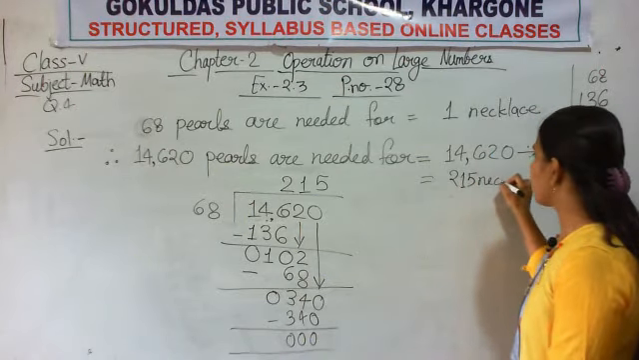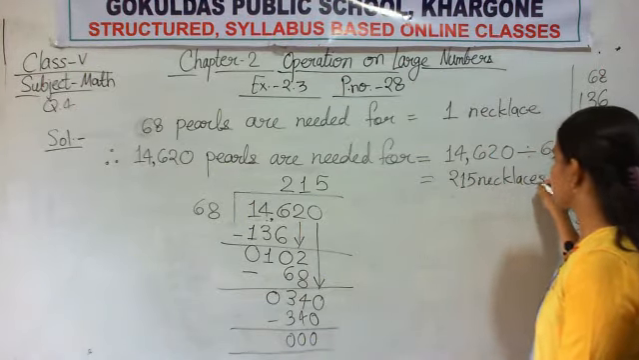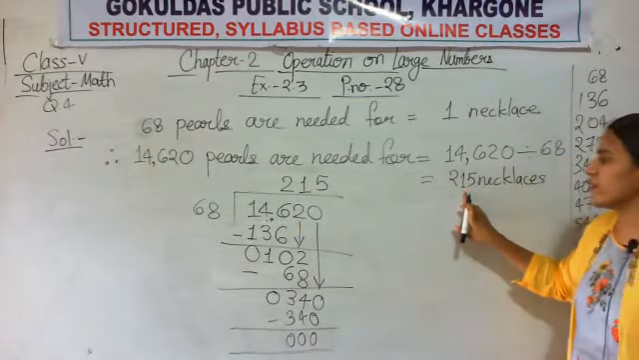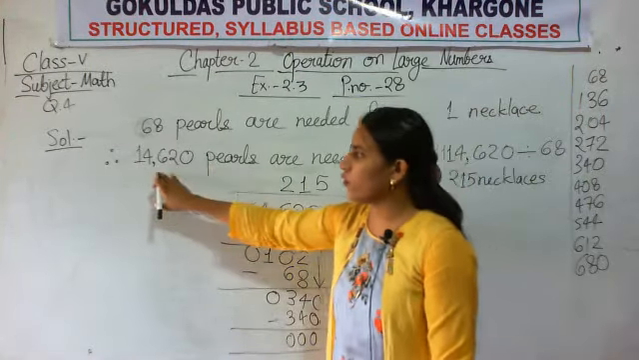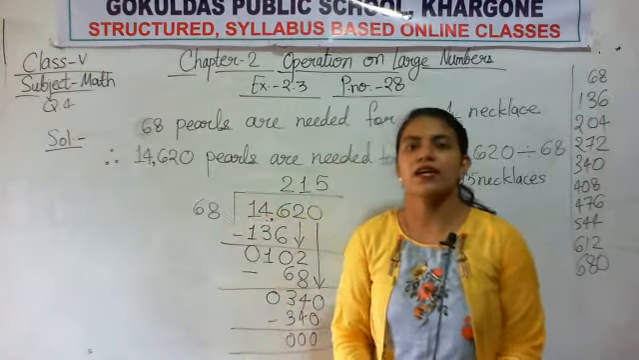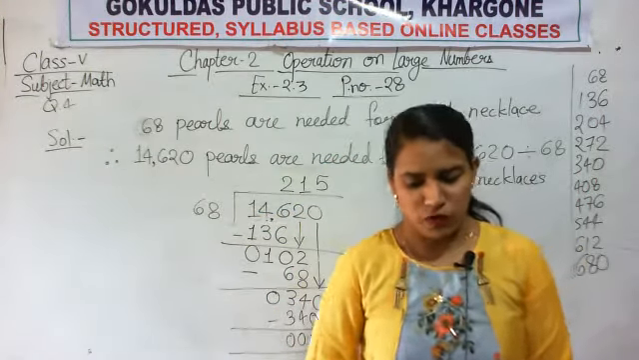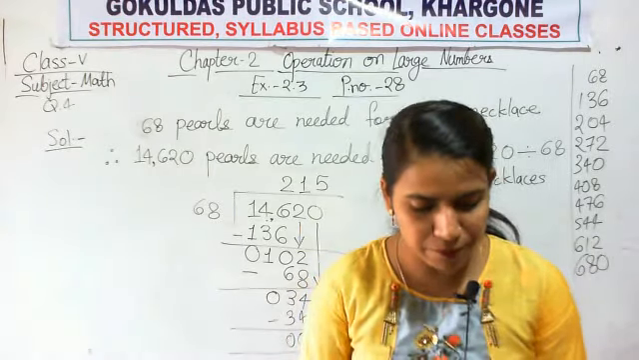So how many necklaces can you make? You can make 215 necklaces by using 14,620 pearls. Okay, so our word problem is over here.